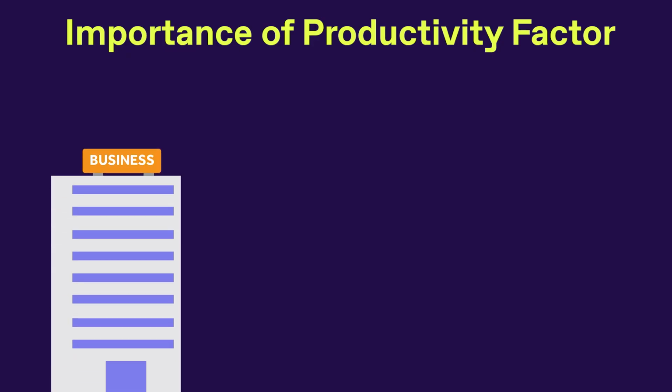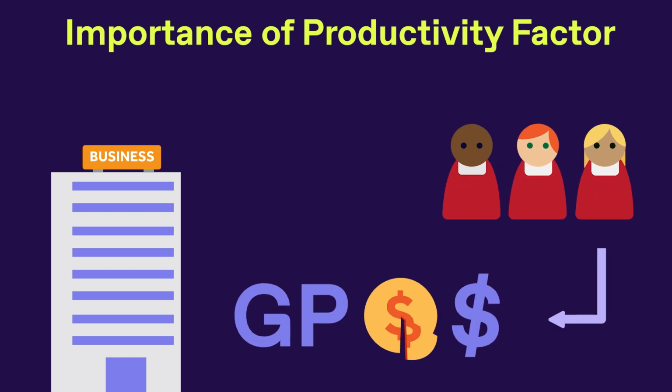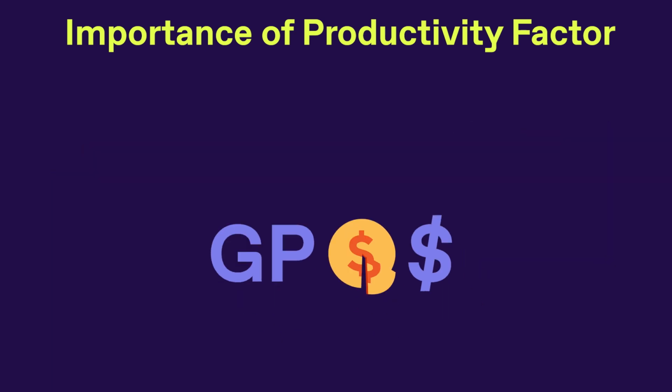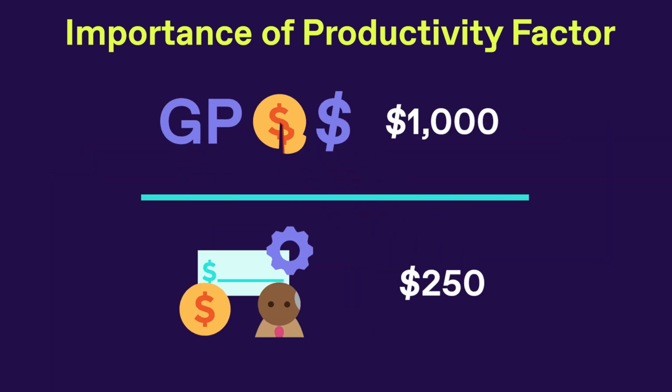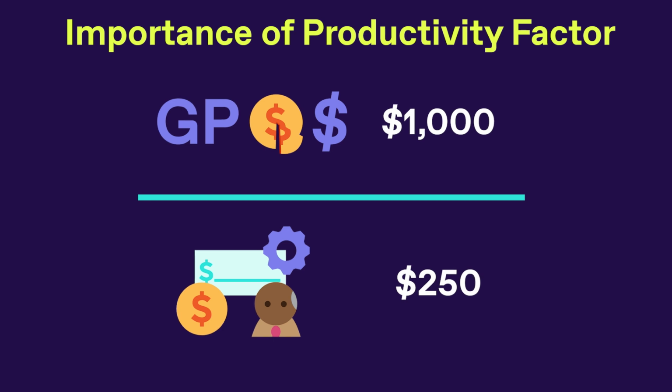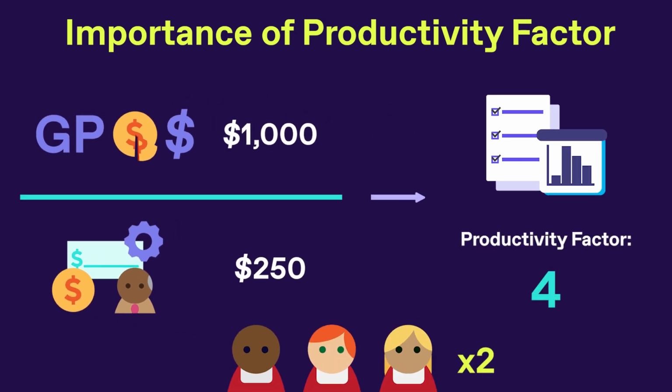If, for example, you were to load up a business with a whole bunch of new salespeople, you would need to ensure that you're getting gross profit dollars from the investments in those people. If you go from $1,000 of gross profit and $250 worth of admin wages and associated costs, that's a productivity factor of 4. But if you double your sales force tomorrow and it goes to $500, your productivity factor, if your gross profit dollars stay the same, goes to 2.